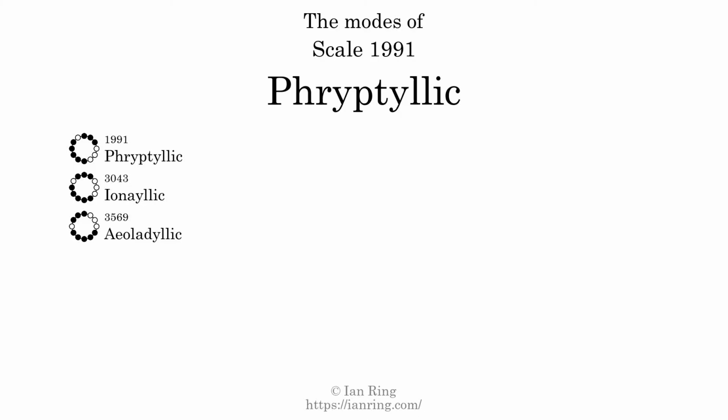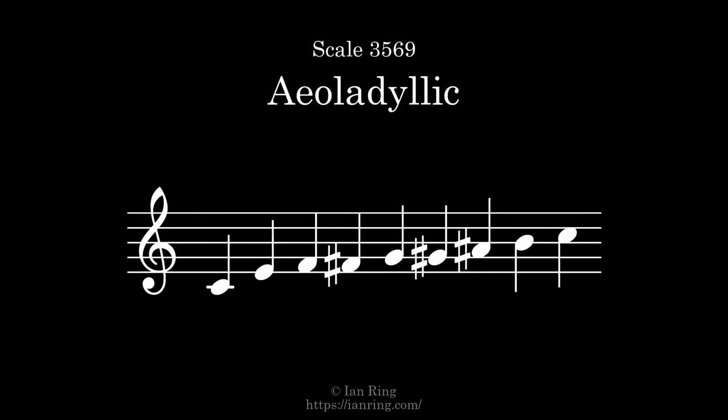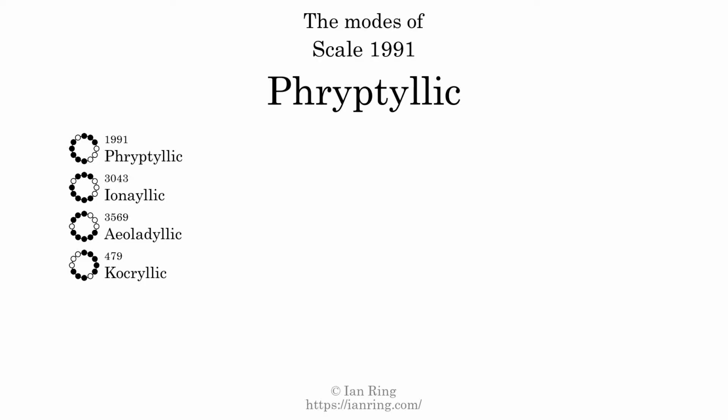The third mode is scale 3569, also known as Phryptyllic. It sounds like this. The fourth mode is scale 479, also known as octatonic. It sounds like this.